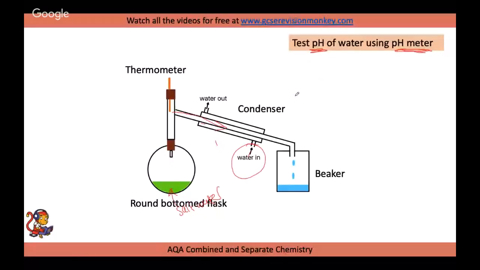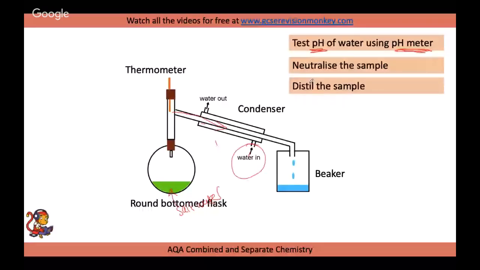You then neutralize the sample. So if it's slightly acidic, put a little bit of alkali in, or if it's slightly alkali, put a bit of an acid in until you've neutralized it. And then distill it. So doing this process of distillation.